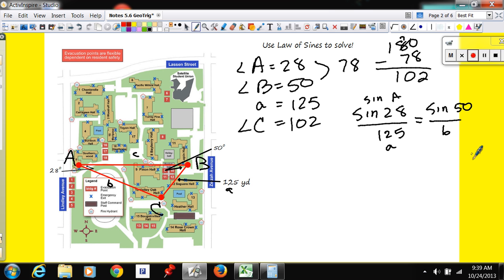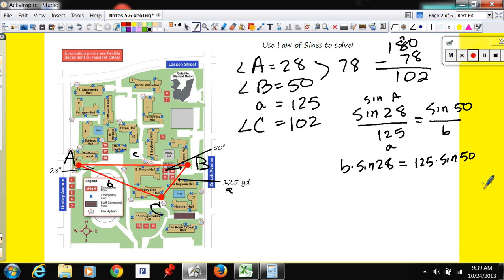Now you are going to show what you're multiplying, because to solve a proportion, you just cross multiply. So b times the sine of 28 would be one side. The other one would be 125 times the sine of 50.